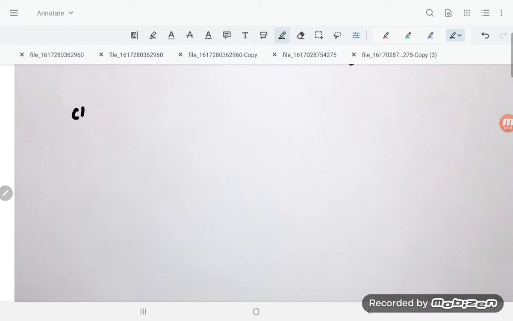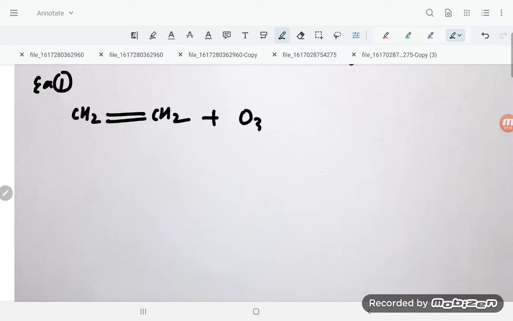Here we are taking CH2=CH2. This is example number 1, CH2=CH2. You are treating it with ozone. So what will happen here? This bond is going to be split, and it will give the intermediate ozonide.